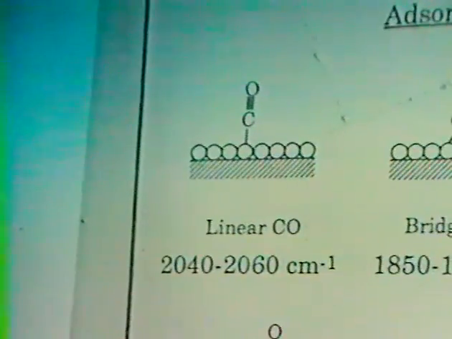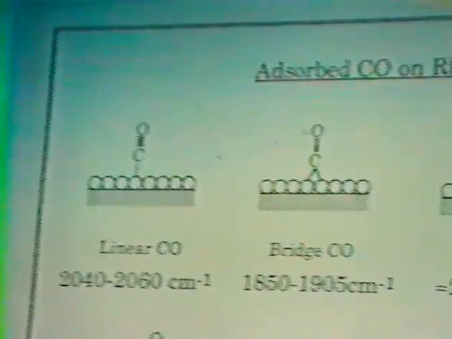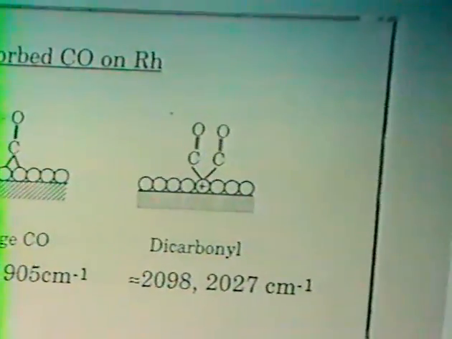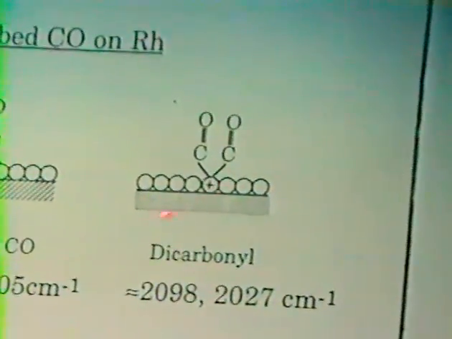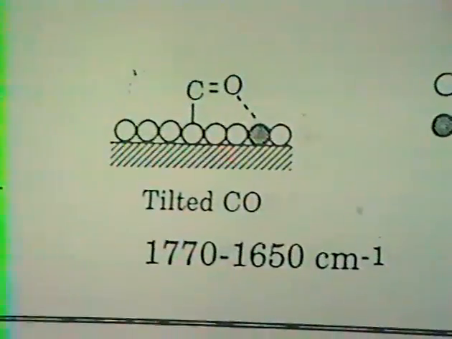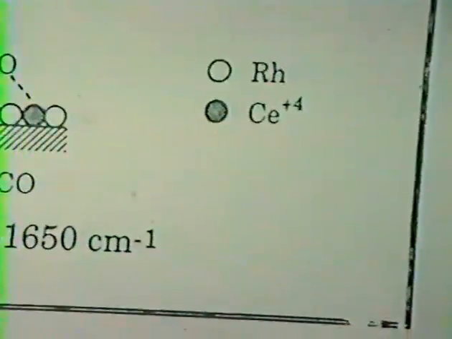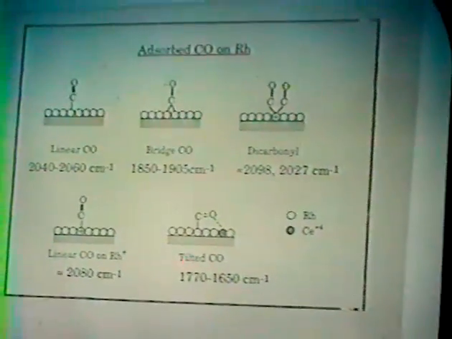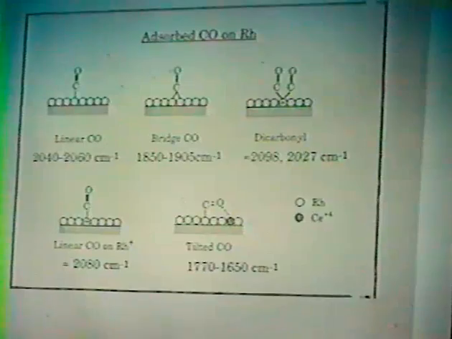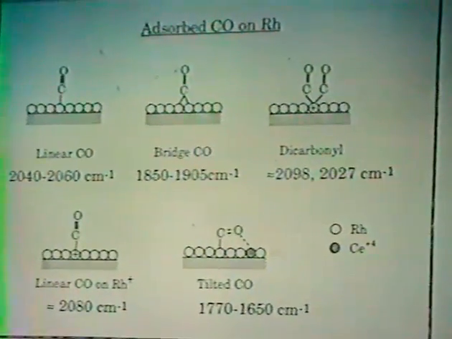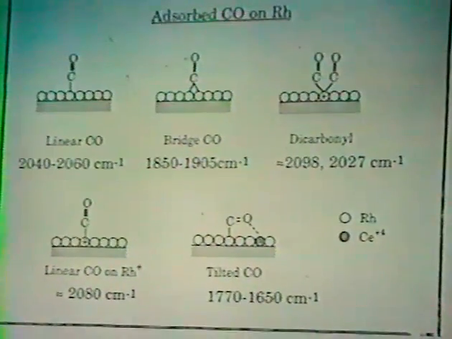Assume CO can adsorb on the rhodium surface in various forms, and this can form linear CO, bridged CO, gem-dicarbonyls, or, if rhodium is oxidized, linear CO on the rhodium plus sites here. And if we add cesium as a promoter, it has been proposed that cesium can bend the CO down to form tilted CO. It would be interesting to find out how this adsorbed CO interacts with the NO to lead to the formation of CO2 and N2.